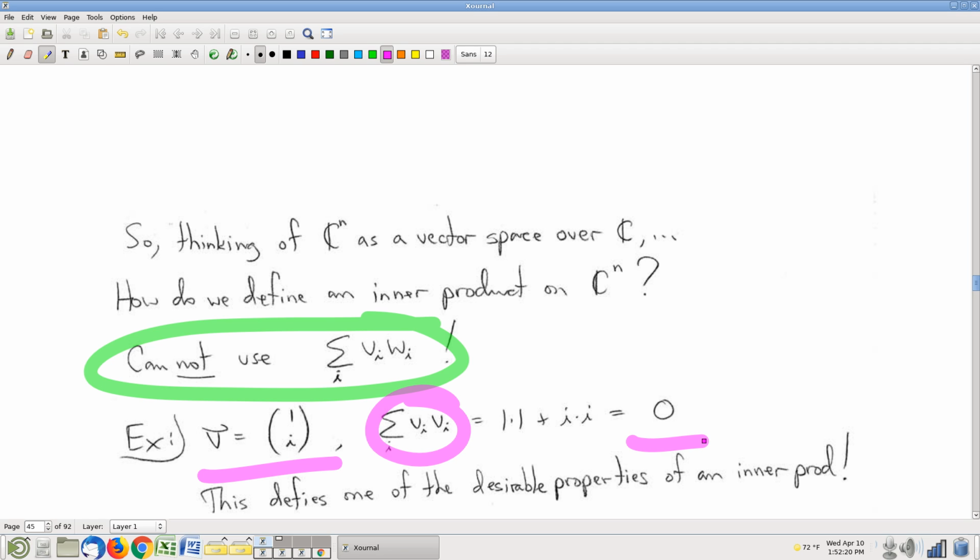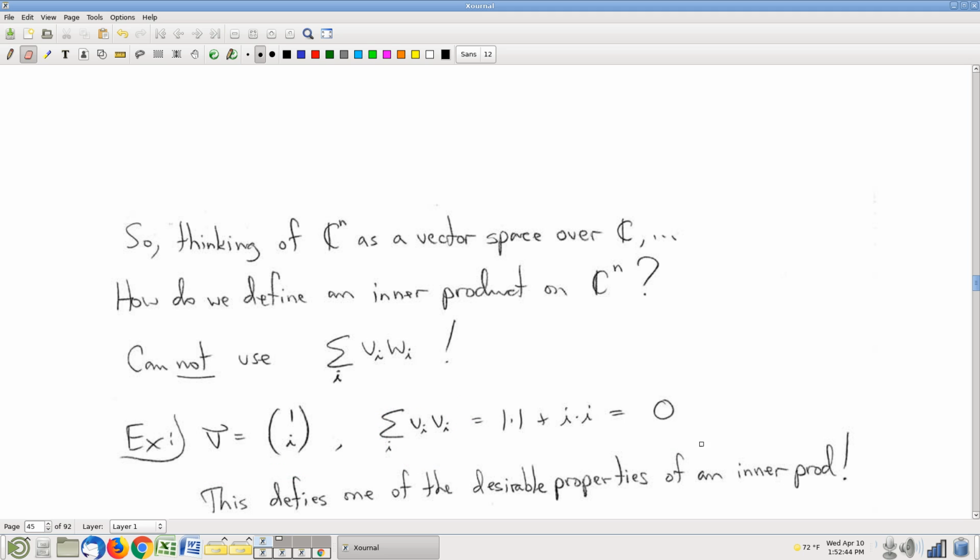So we are in a bit of a bind. We would like to do something kind of like dot products. We're in this new context, though, where everything's a little bit different. And we can't use our old dot product because it crashes, burns horribly. So what do we do?